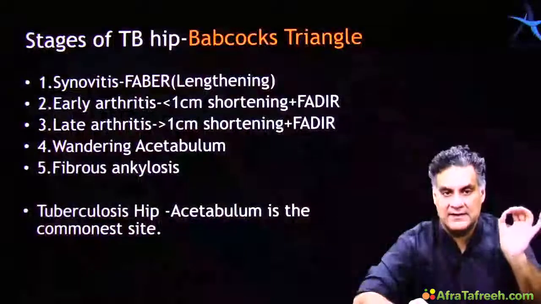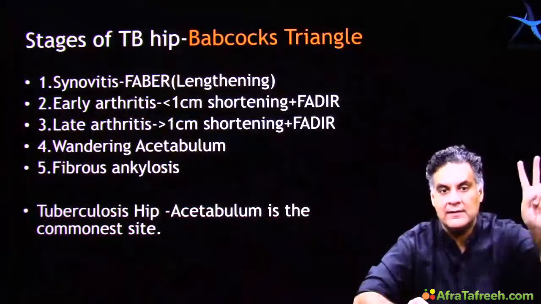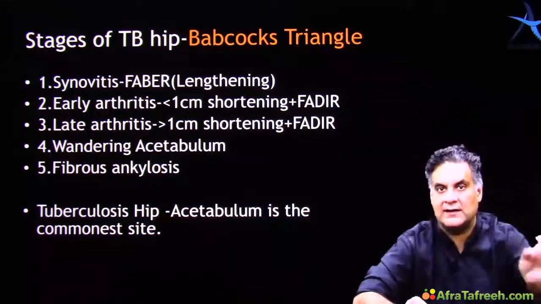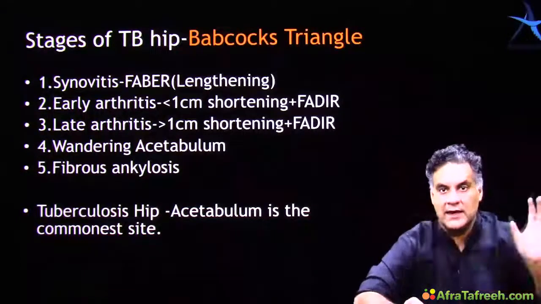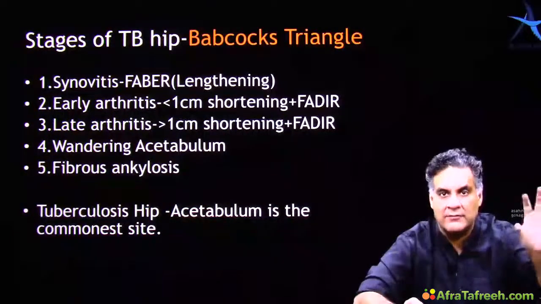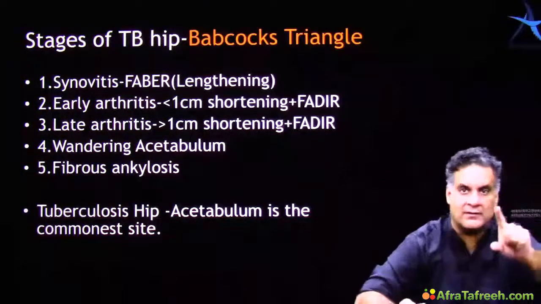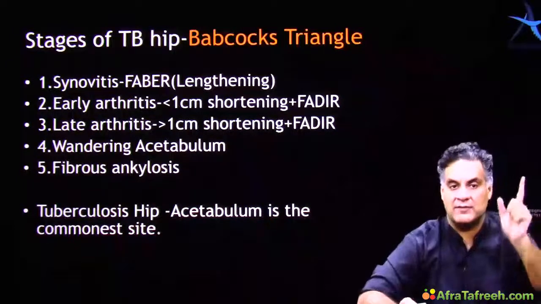TB hip stages: synovitis, causing FABER and lengthening, the only stage of lengthening. Early arthritis, damage to the cartilage, less than 1 centimeter shortening and FADIR: flexion, adduction and rotation. Late arthritis, more than 1 centimeter shortening, damage to the joint, unstable femoral head migrating from one corner of the acetabulum to the other, wandering acetabulum. It should be called wandering femoral head, but it is a misnomer.